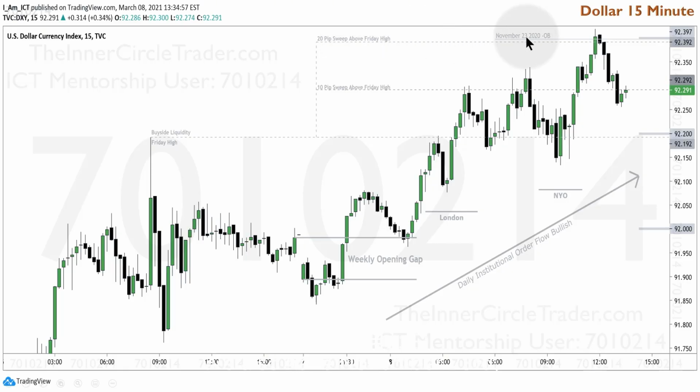We also have November 23rd, 2020 bearish order block. You can go out to your higher time frame and see what that is. And the market rallies up into that. 20 pips above Friday's high.